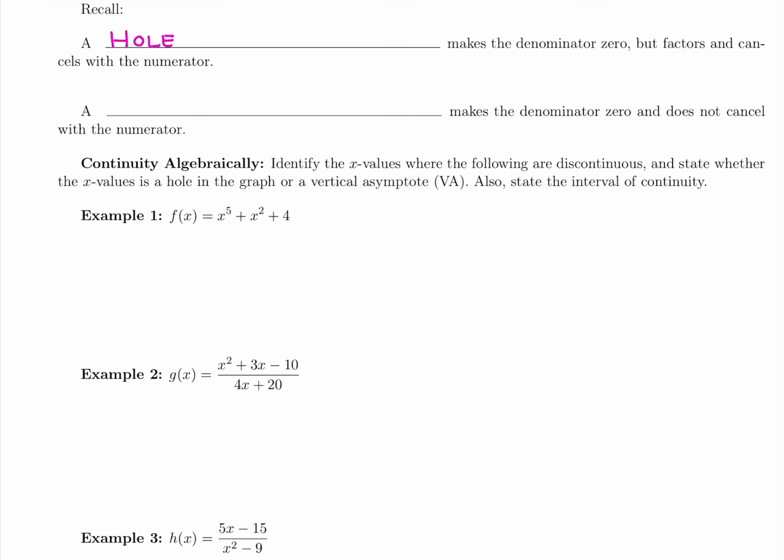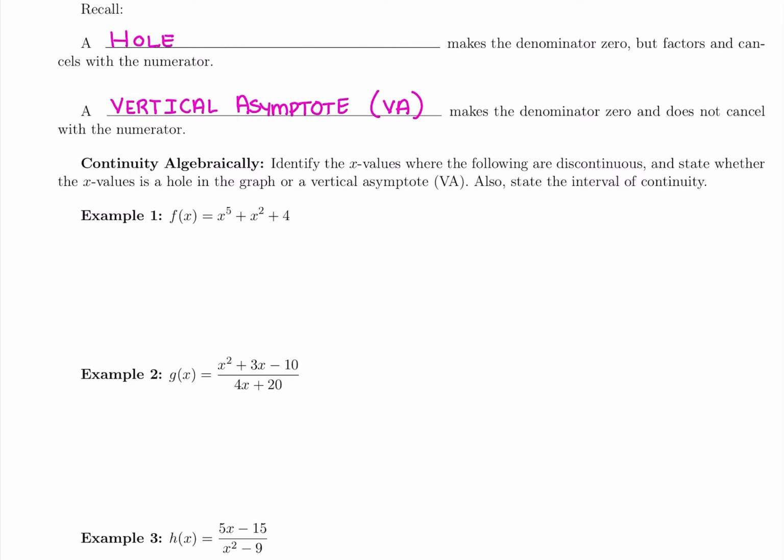When we did limits, we said that the limit would be a finite regular number because we got to cancel out what made us divide by 0, versus a vertical asymptote makes you divide by 0 and cannot be factored and canceled. Makes you divide by 0 no matter what.